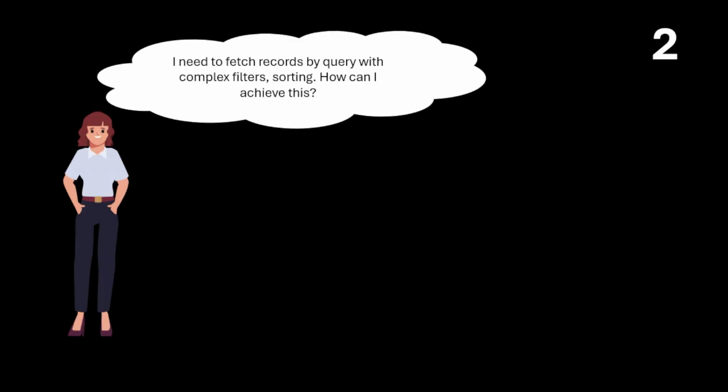The second scenario is, I need to fetch records by a query with complex filters and sorting. How can I achieve this? Since we have complex logic involved, we need to use wire with an Apex call, right? Because complex logic we cannot build in LDS. We need to implement the logic in the Apex method only. So in this case, we need to use this one.